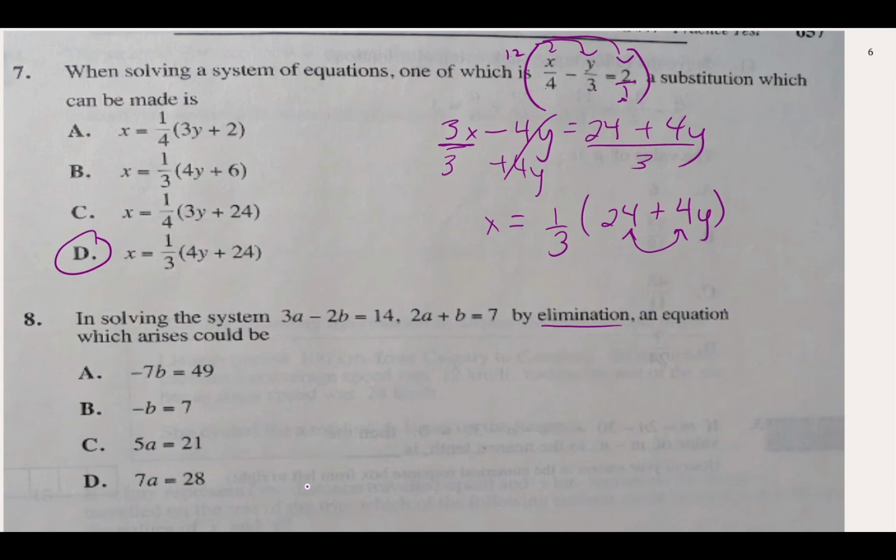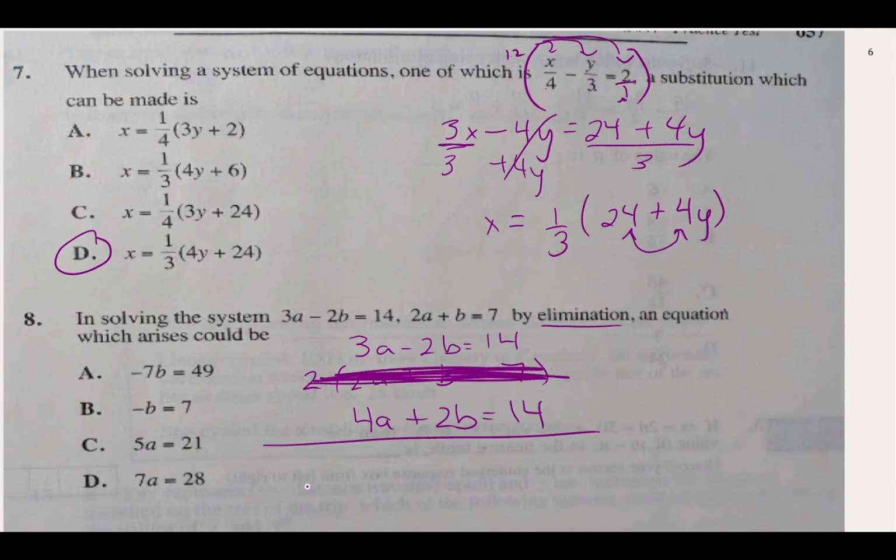Our next one, to solve by elimination, setting this up, you have 3a minus 2b equals 14, and 2a plus b equals 7. When I take a peek at the solution, it shows that I believe b was getting eliminated. So let's do that and eliminate b. To do that, we'll have to multiply that second equation by 2, and that would give us 4a plus 2b equals 14. So this will go away.